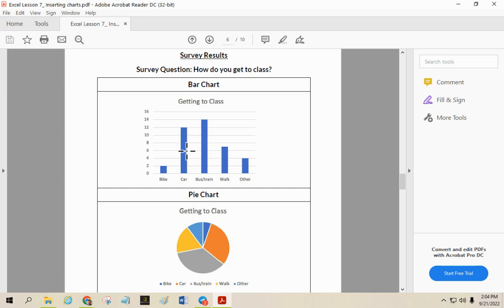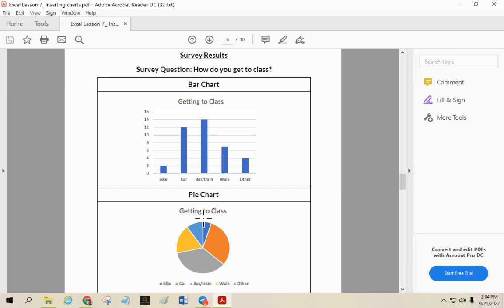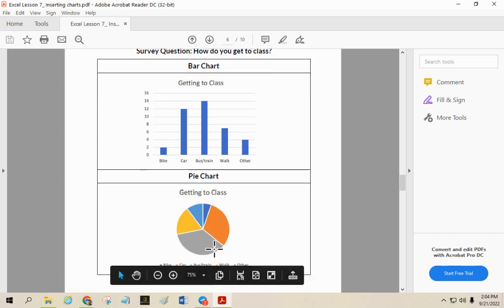The second example is a pie chart down here. A pie chart shows percentages. A large piece means a bigger percentage. For example, in the pie chart, we can see most people used a car or a bus or a train, because those are the biggest ones.